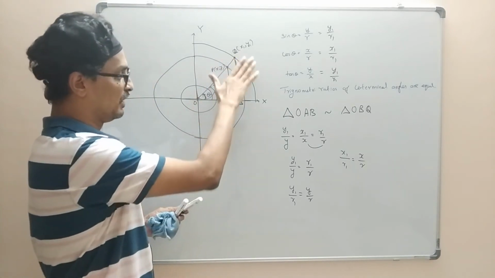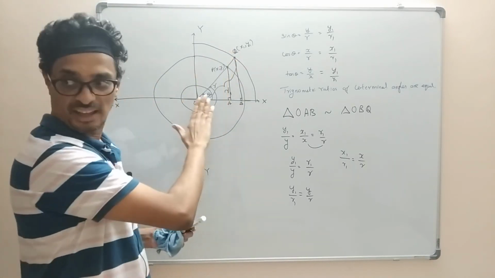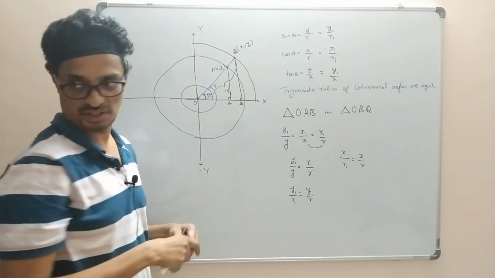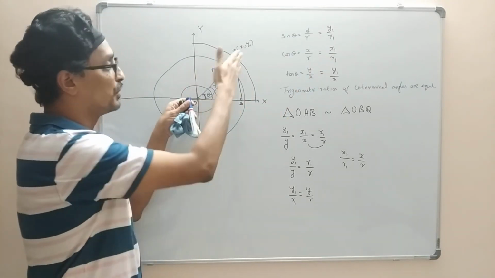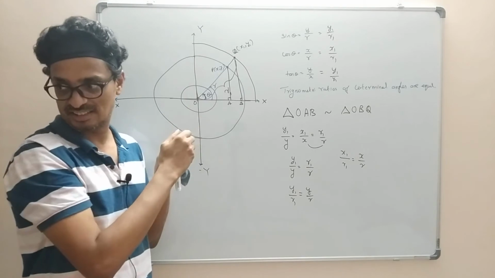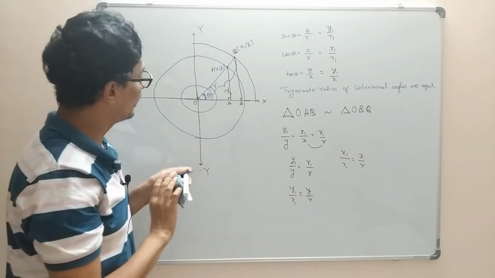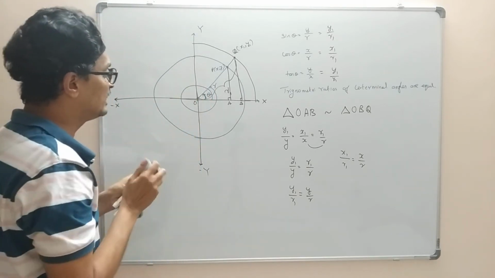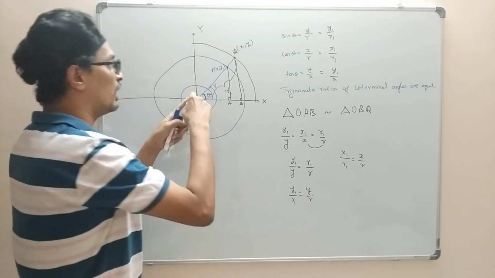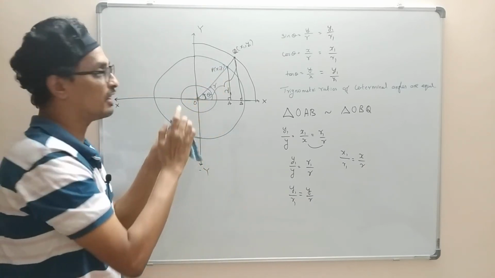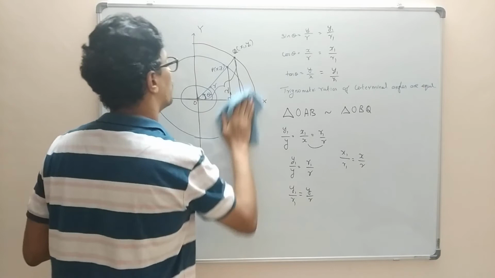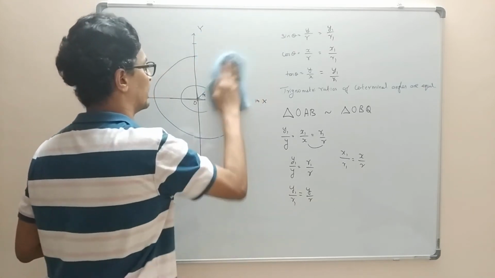Whatever the angle, whatever the radius you take, these ratios are going to be constant. Therefore, this is not going to depend upon the radius. So the easiest way is that I am not going to use an arbitrary circle of radius r. What I will use is a unit circle.